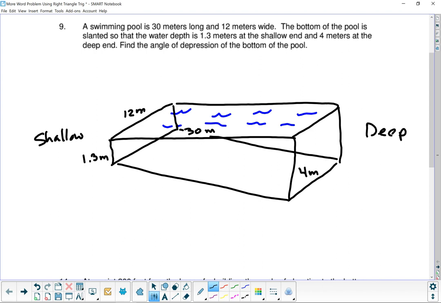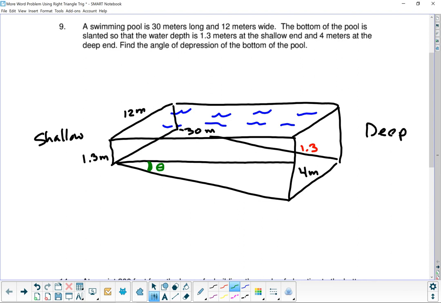So it says find the angle of depression at the bottom of the pool. So how is this slanted, right? At the bottom of the pool, what's the angle of depression? Basically, if I was to look straight across right here, that will also be 1.3 across. And we want to know this angle over here, this angle that's sliding downward. So this is called the angle of depression. We'll call that theta. Okay, so we just want to find out that angle.